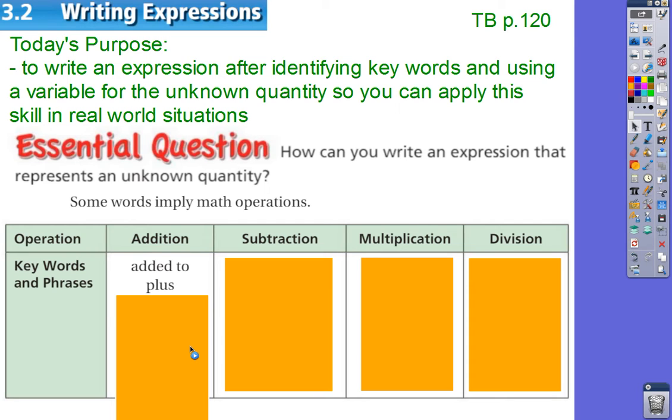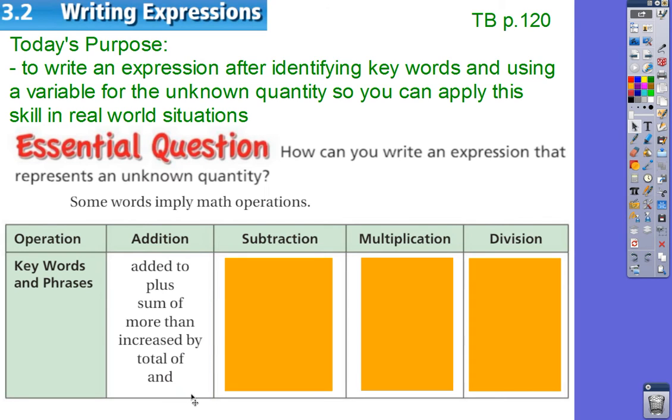Okay, now that you've completed your table, let's talk about what some possibilities could be. In addition to the ones we mentioned earlier for addition, we could have sum of, more than, increased by, total of, and the word and. All of these words represent addition in word problems. Now, these are not the only words you could have. You quite possibly have a few others that aren't listed here.